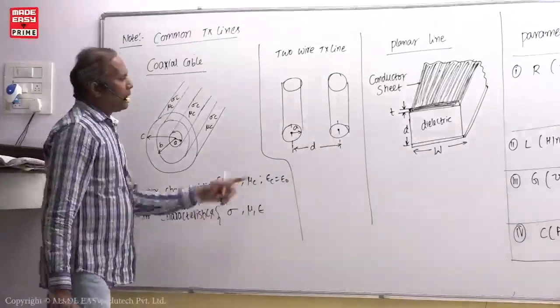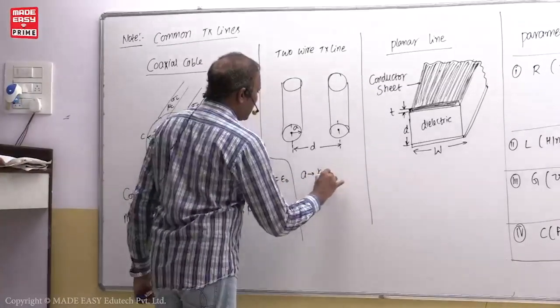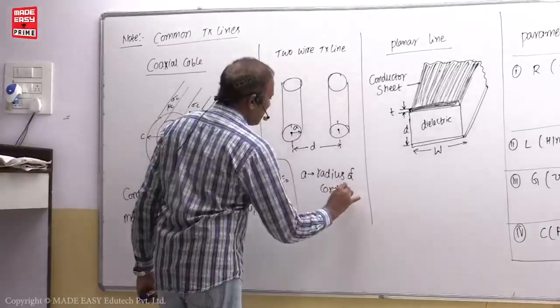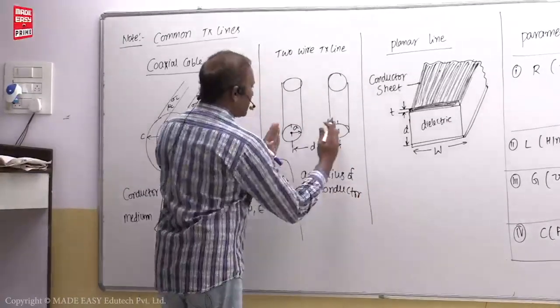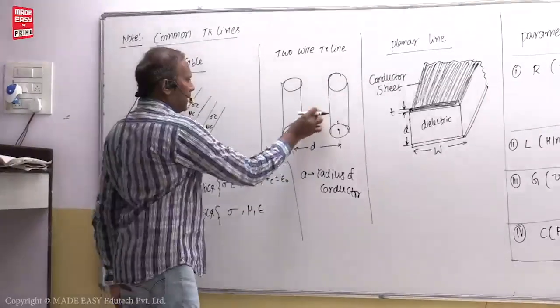So here A is the radius of the conductor and D is the distance between the centers of the conductors. Here a medium is present.